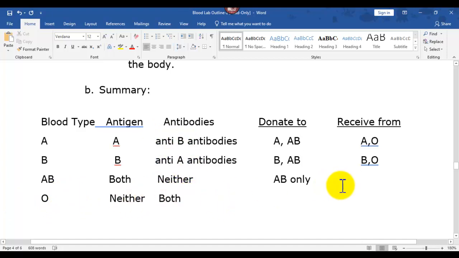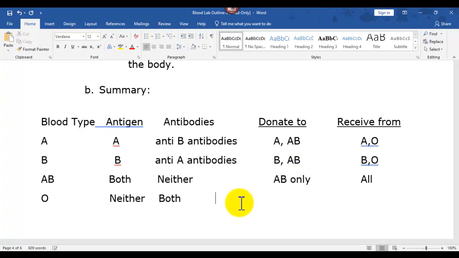I'm going to say, just to keep it simple, who can AB be received from? Well, all. They are called a universal recipient. There is a technicality with this, with the minus and the pluses. But for right now, this is how textbooks do it, and this is how we're going to do it. So if you're type O, who can you donate to? I'm just going to put all. All categories. Who can you receive blood from? O only.